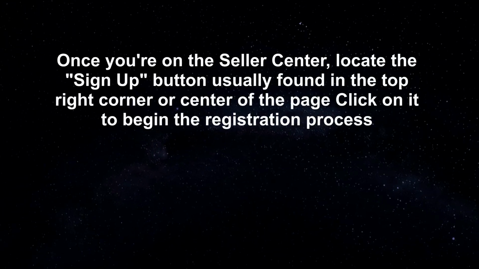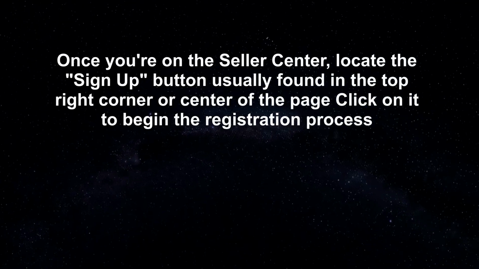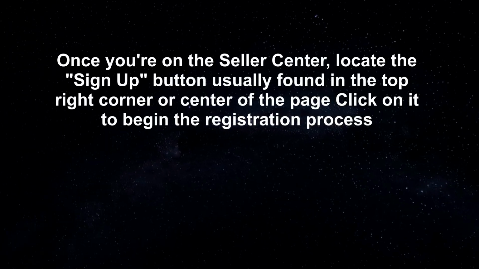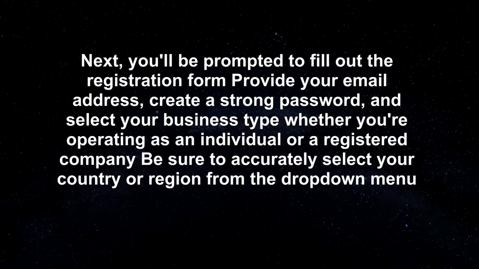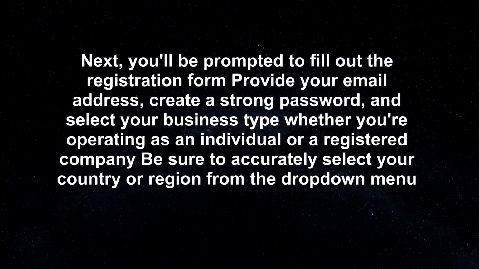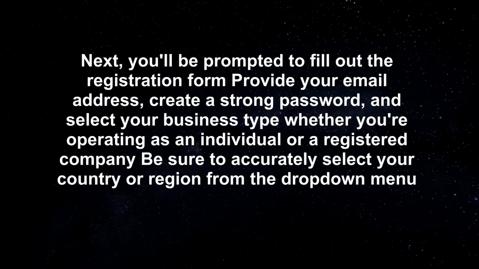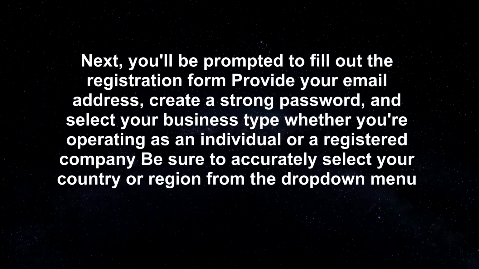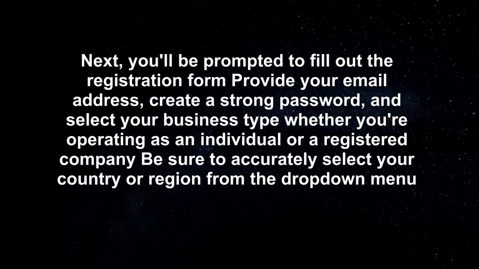Once you're on the Seller Center, locate the Sign Up button usually found in the top right corner or center of the page. Click on it to begin the registration process. Next, you'll be prompted to fill out the registration form. Provide your email address, create a strong password, and select your business type, whether you're operating as an individual or a registered company. Be sure to accurately select your country or region from the drop-down menu.